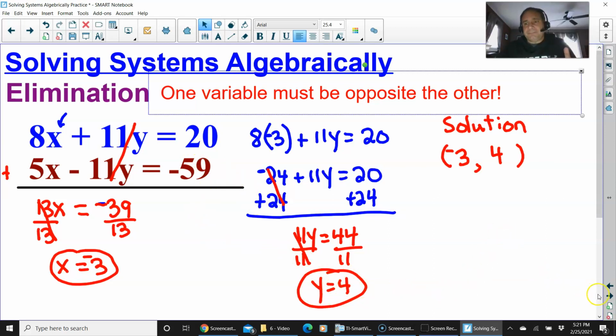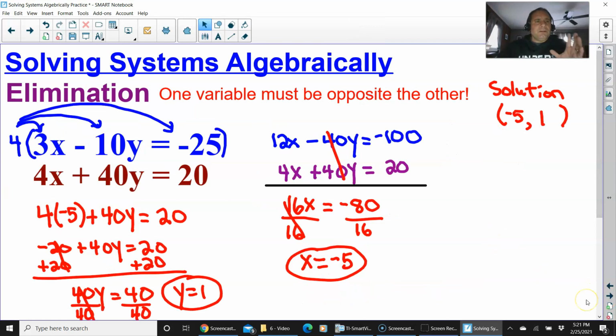And don't forget to substitute into one of the equations to get the other variable, which in this case was y. And the last one, remember, one variable must be opposite the other, and in this, there's nothing that's opposite. So we wanted to change this. We're looking at this 40y here. What is the opposite of positive 40y? Well, negative 40y. So that means I would have to pick 4 to multiply this whole equation. Can't just multiply one part of it. The whole equation to make it -40y.